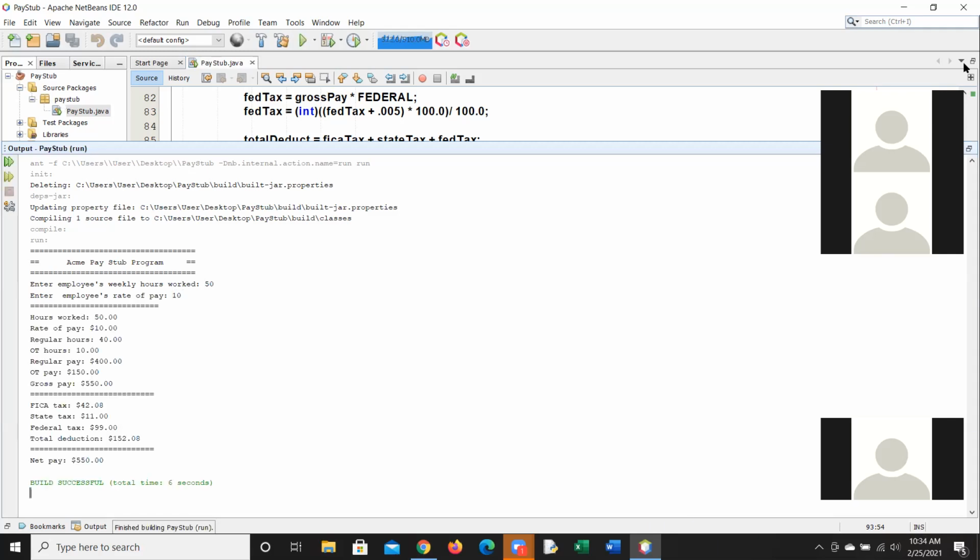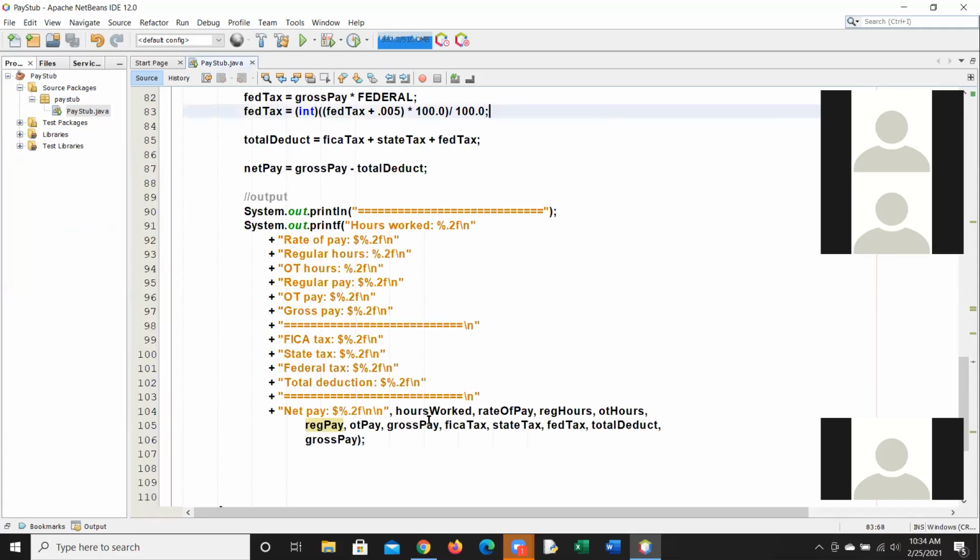Okay. So you can see here, here's my hours worked, rate of pay. Regular hours is 40, overtime is 10. So I got $400 in regular pay, 150 in overtime for a total of 550. FICA tax, state tax, federal tax, total deduction. Oop, net pay is wrong. What's going on there? Oh, I put gross pay down here.